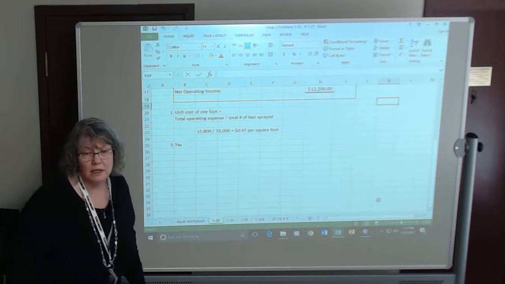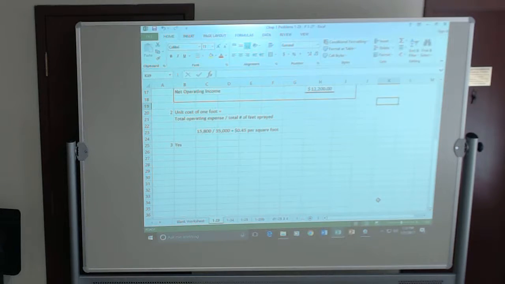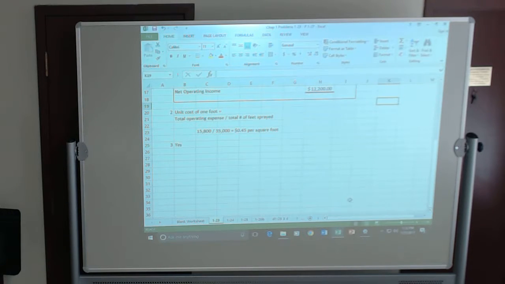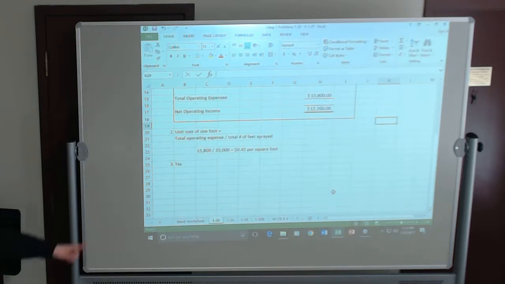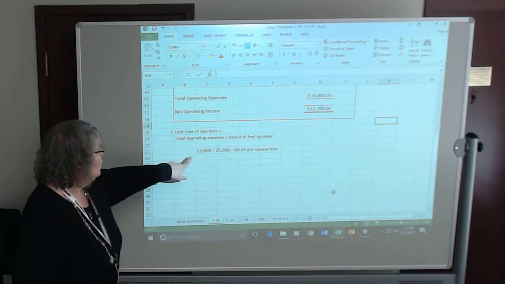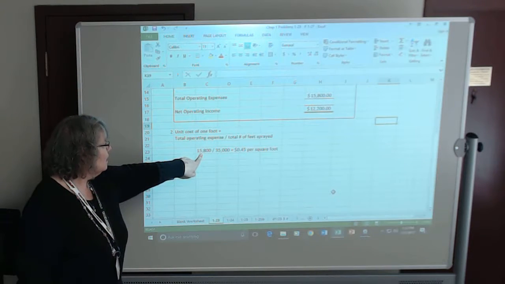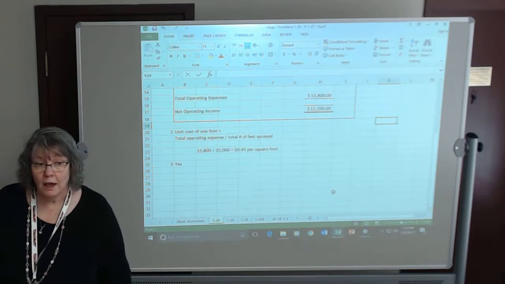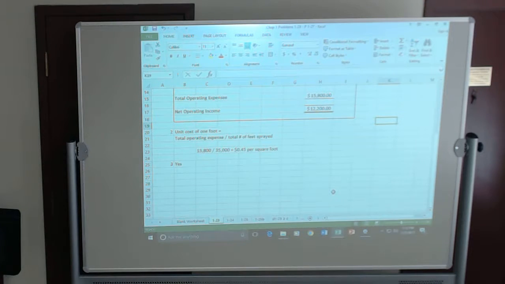your total operating expense, because we want to know how much it cost per foot. Okay, not how much we made, but how much it cost per foot. And the total operating expense is $15,800. So we're going to take $15,800 and divide it by 35,000, and that equals 45 cents.